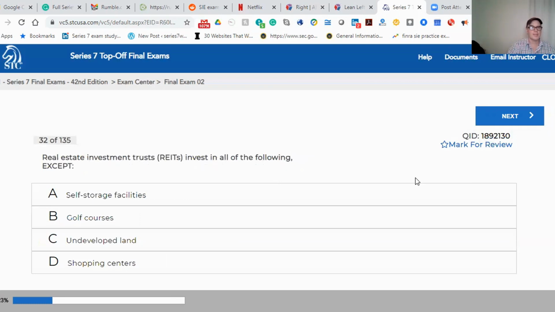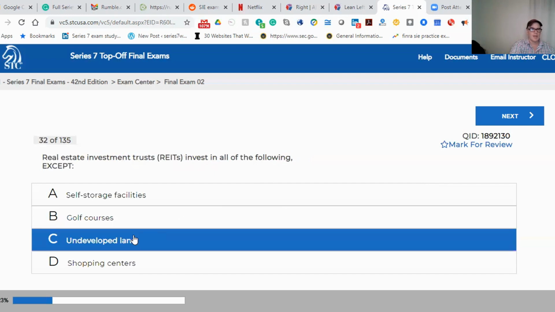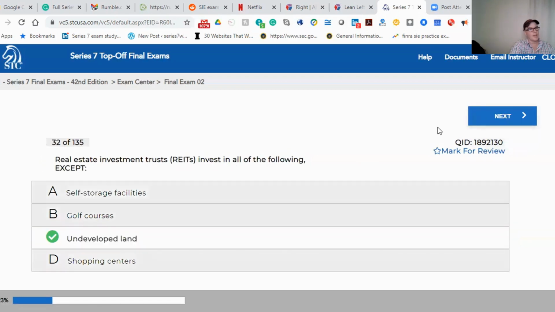REITs invest in all the following except... okay, this is where I'm going to get it wrong. What do they not do? Do they not invest in self-storage, undeveloped? I'm having a tough time with this. I don't know this, so this is what you do: when you don't know something and you're just going to guess, try to knock a couple out. Maybe they don't do undeveloped. Usually it's about income. All of these things pay income and they rent. So let's try that one. I got lucky, seriously. I did not know that, but I just try to figure out which one doesn't belong. Self-storage, golf, and shopping centers, people pay rent, and there's revenue coming in. So they might do that.